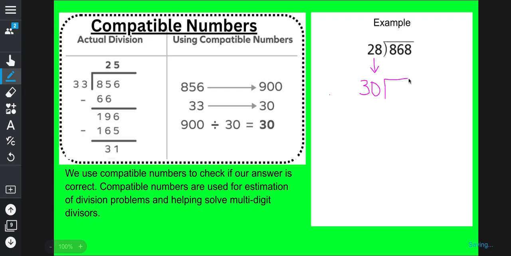And then I'm going to divide that by, I want a compatible inside number. Well, what's divisible by a 3? That would be a 9. So I'm going to change this to 900. So then we can do our division problem. 30 can't go into the 9, but 30 can go into the 90 3 times with 0 left over, so then we can just pull that 0 up. So if we were to divide 868 divided by 28, we should get an answer that's close to 30.